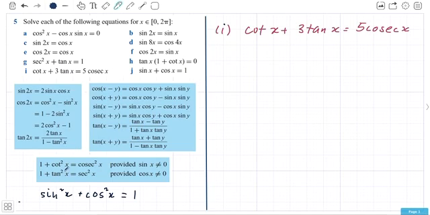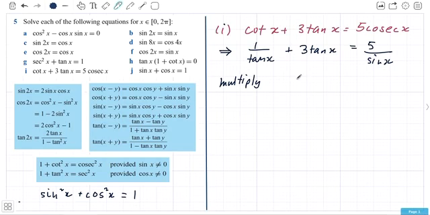What I'm going to do is I'm going to look, I can see there's a tan squared x here, and if I write this out slightly differently, you can see we've got 1 on tan x is cot plus 3 tan x equals 5. Now cosec x is 1 over sine, so it's 5 over sine x. Now I can see here that if I multiply both sides by tan, that's going to give me a 1 here where I'd like to have it. It's also going to give me a tan squared.